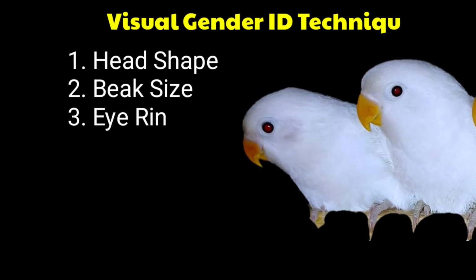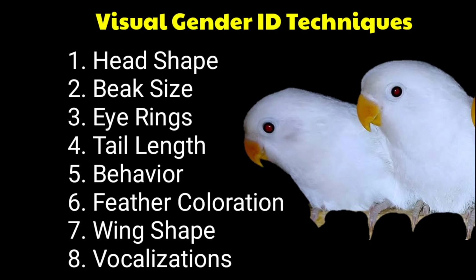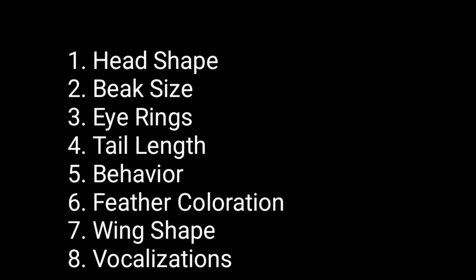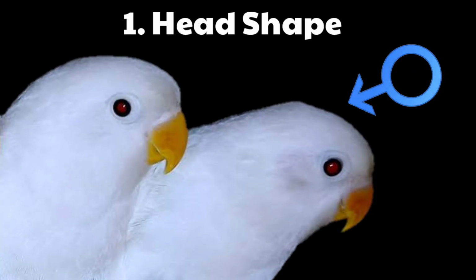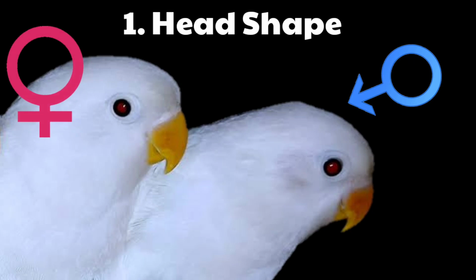In this video, we will give details of a total of 8 visual gender identification methods you can use for the identification of your male and female lovebirds yourself. Coming over, number 1, it's the head shape. Males usually have a larger and broader head, while females have a smaller and more rounded head.